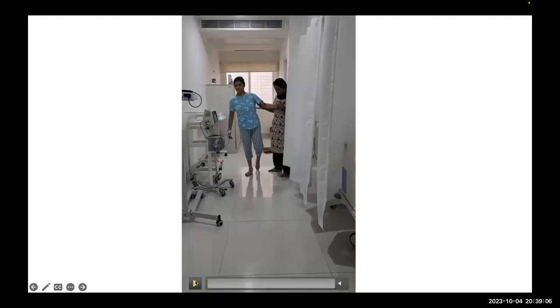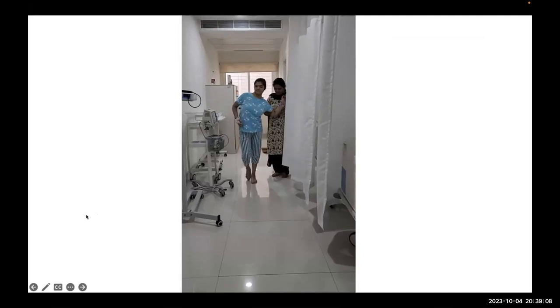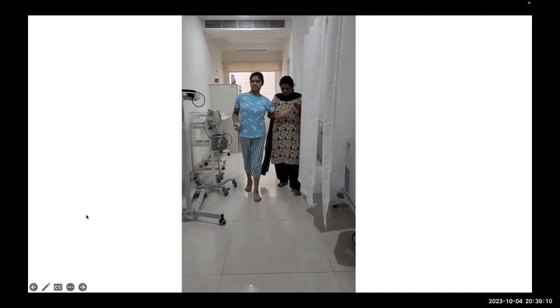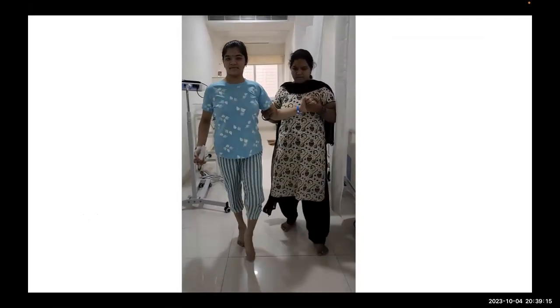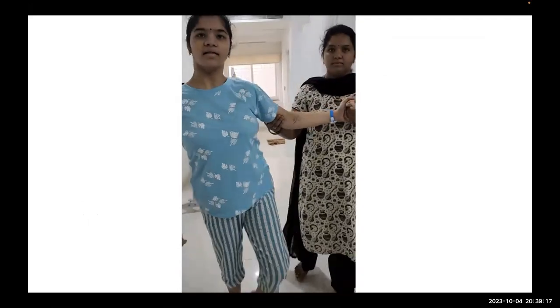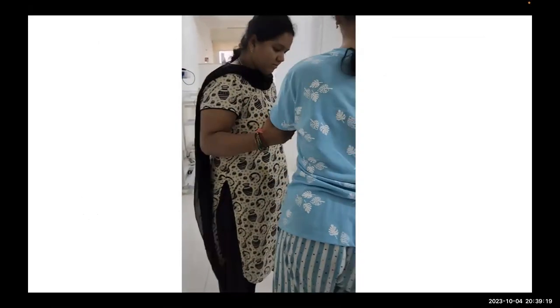This is the video of the gait of the child. In this video, there is a waddling gait associated with impaired dorsiflexion, and there is a bilateral equinus.